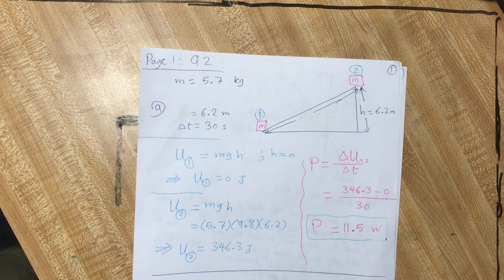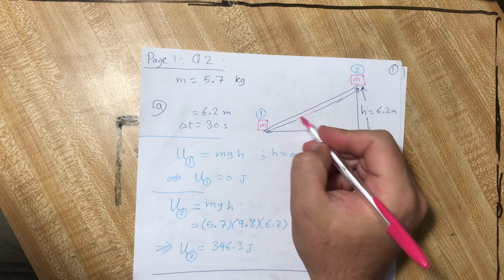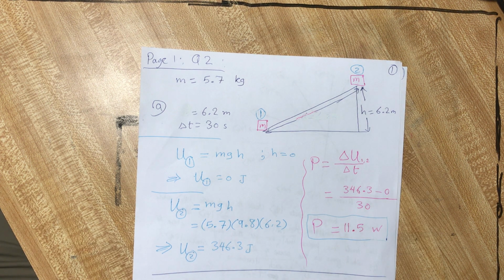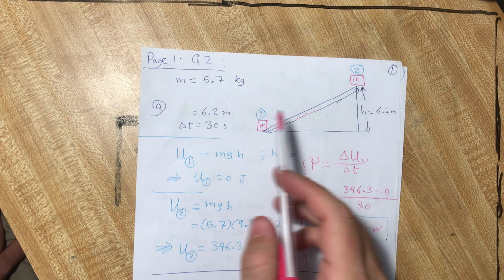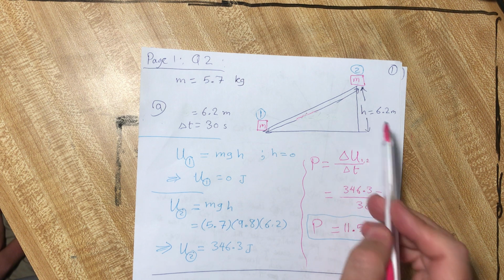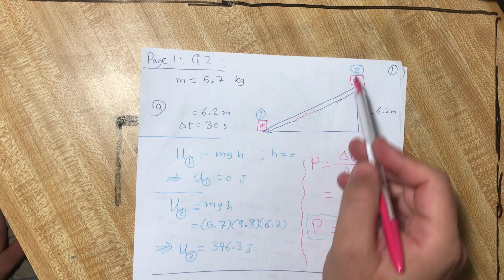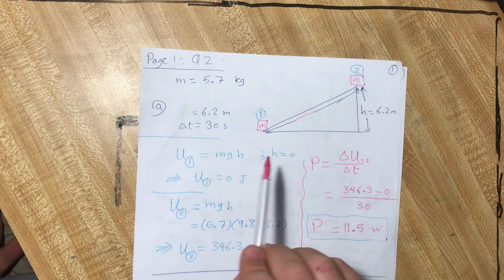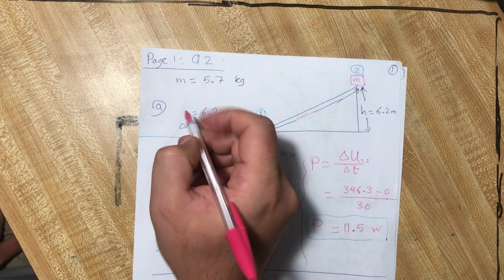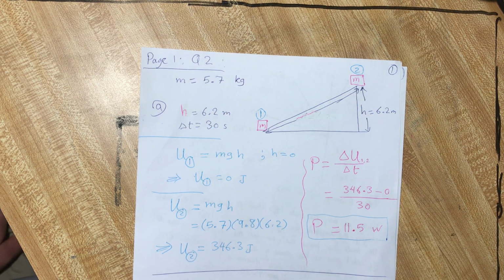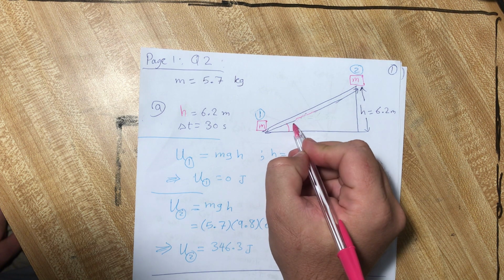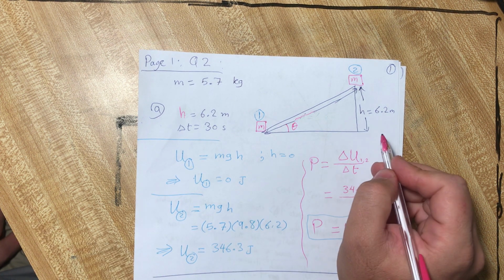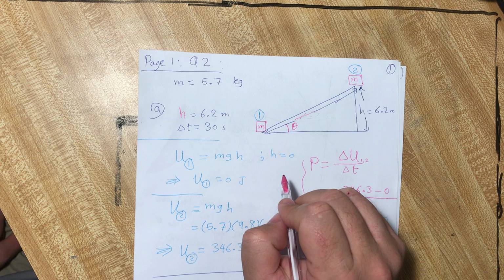Okay, this is the second question. It is a very smart and useful question. We have a hill. Its height is h equal to 6.2 meters tall. This is h. We don't know the angle theta.